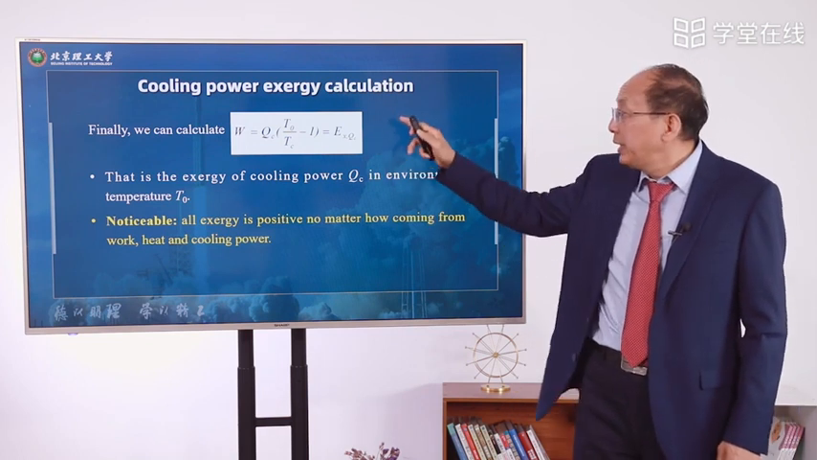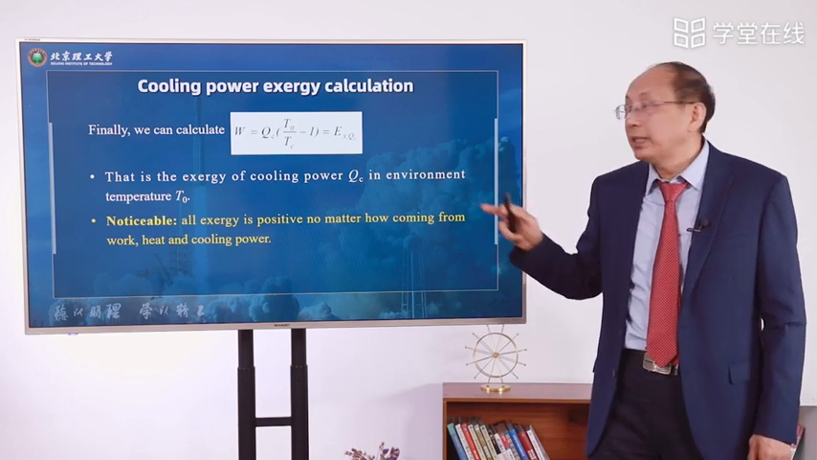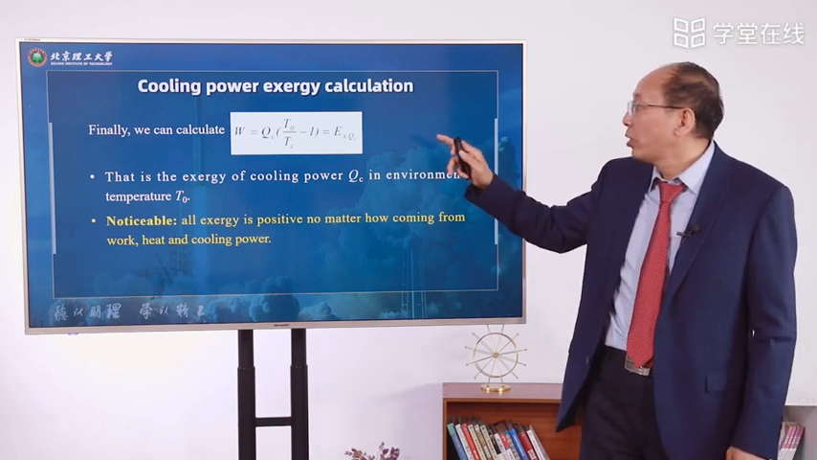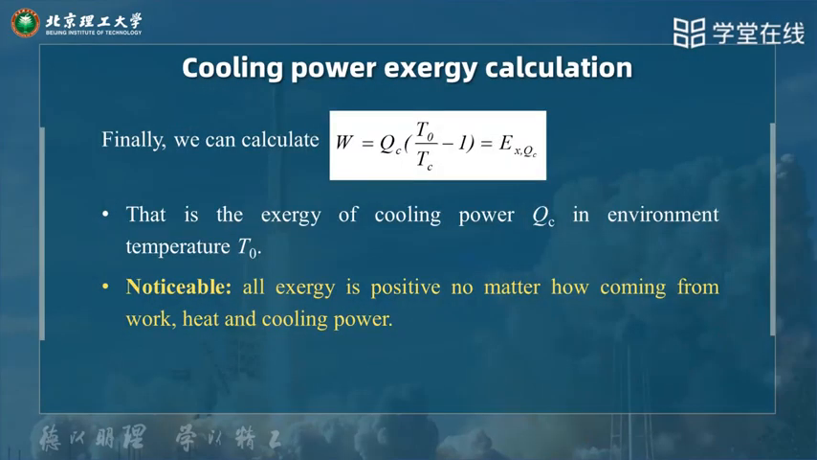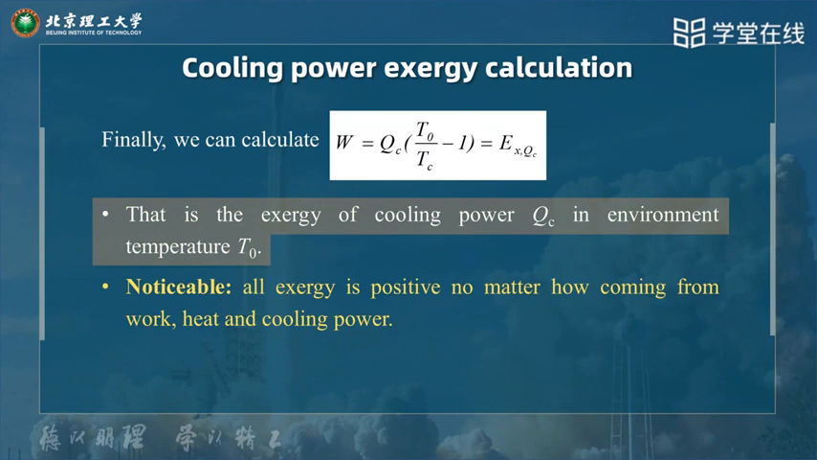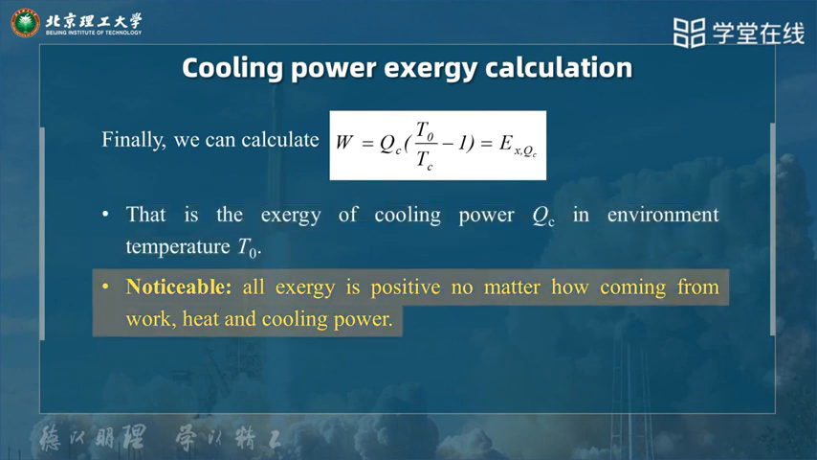Please remember, T0 is larger than Tc, so T0 over Tc minus 1 is positive. That's to say the exergy of cooling power Qc in environment temperature T0 always is positive. Noticeably, all exergy is positive, no matter whether it comes from work, heat, or cooling power. For any energy, the exergy is positive.